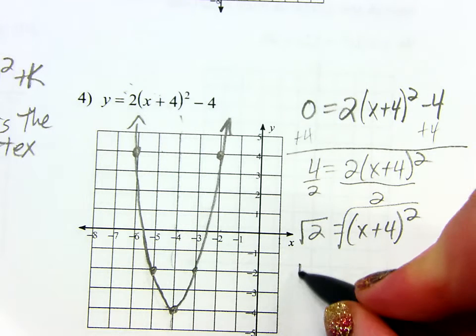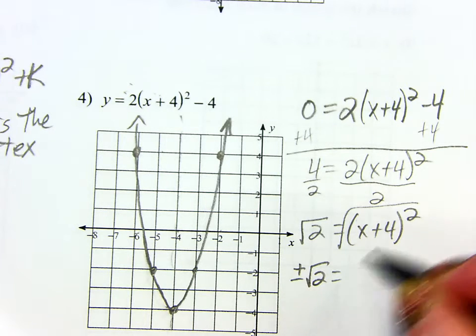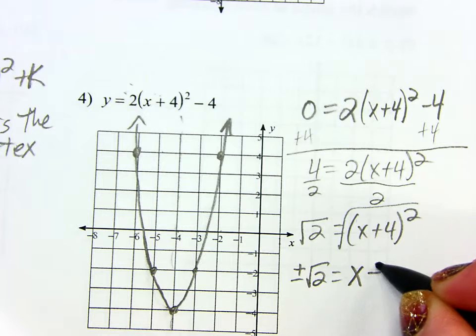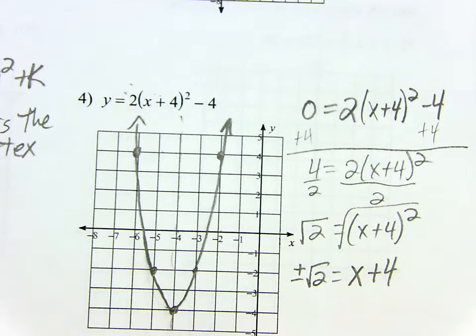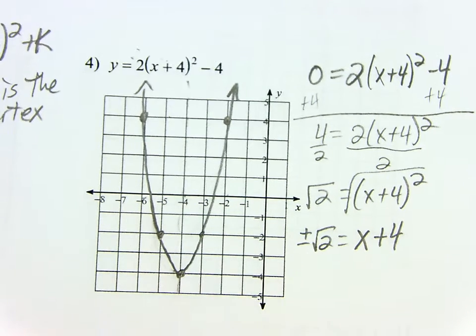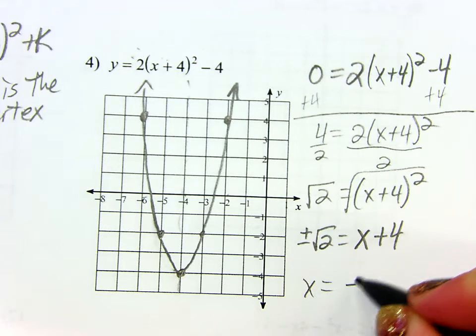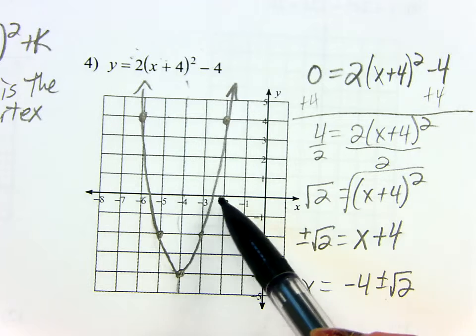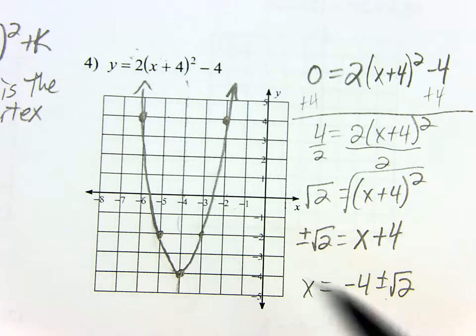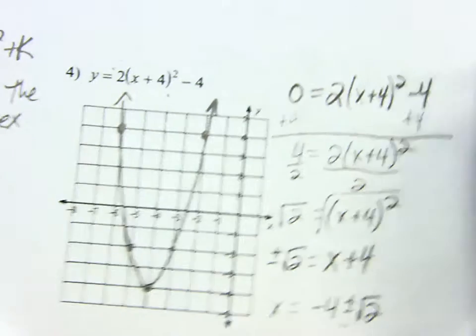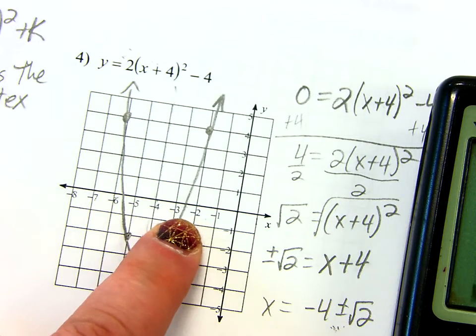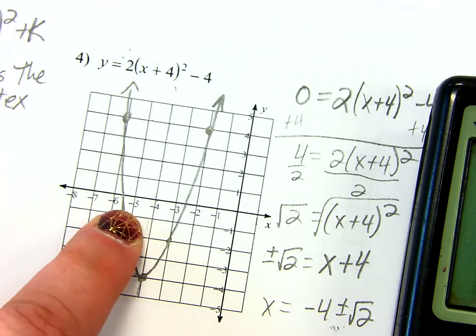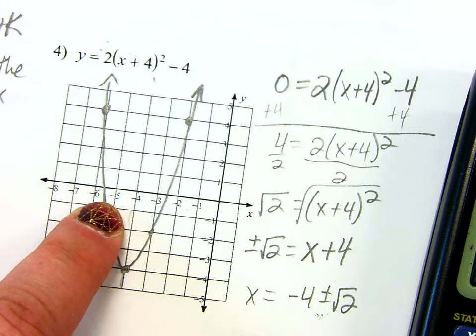Square root of 2 doesn't simplify, but it is positive and negative. Over here, I just get x plus 4. And then all I have to do is minus the 4 over, right? So I would get x equals -4 plus minus root 2. I would have to do the math out to figure out what those decimals are, but that would be my exact answer. So one of my numbers should be between -2 and -3, and the other between -5 and -6. Let's see if I'm correct.